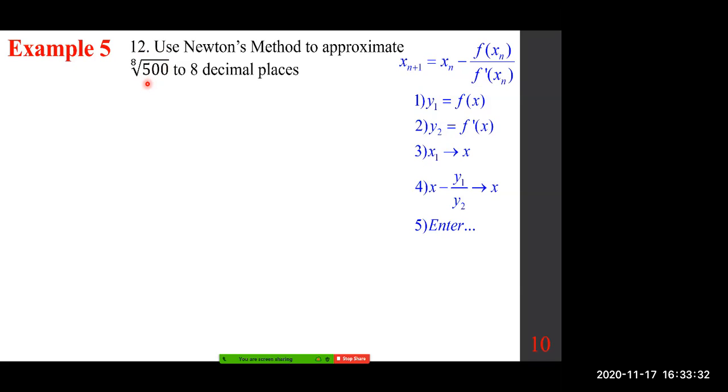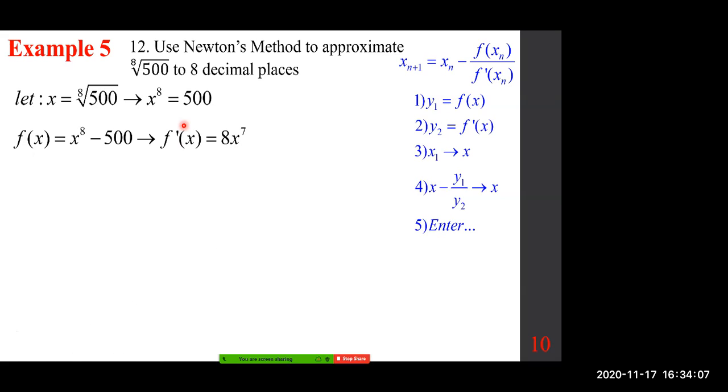We got to call it x, which means x to the power of 8 must be 500. So we are looking for the 8th root of 500. We don't know what it is. If we call it x, it is the same equation as x to the power of 8 equals 500. So it is the same as looking for the root of the function x to the power of 8 minus 500. So f of x becomes x to the power of 8 minus 500. f prime becomes 8x to the power of 7.